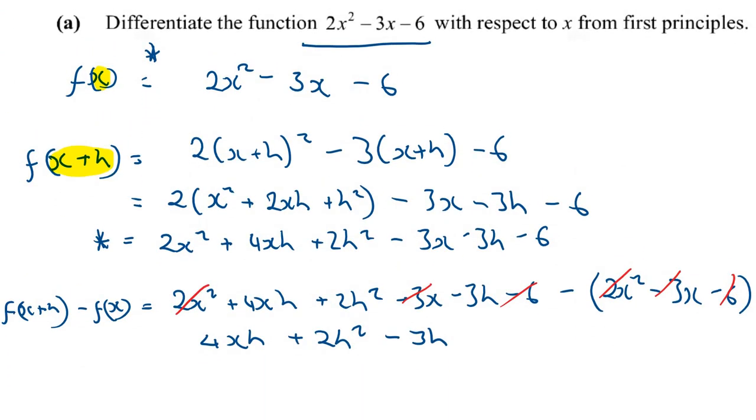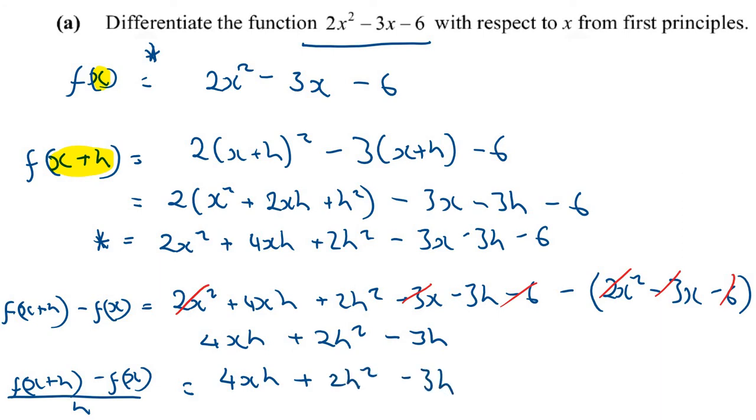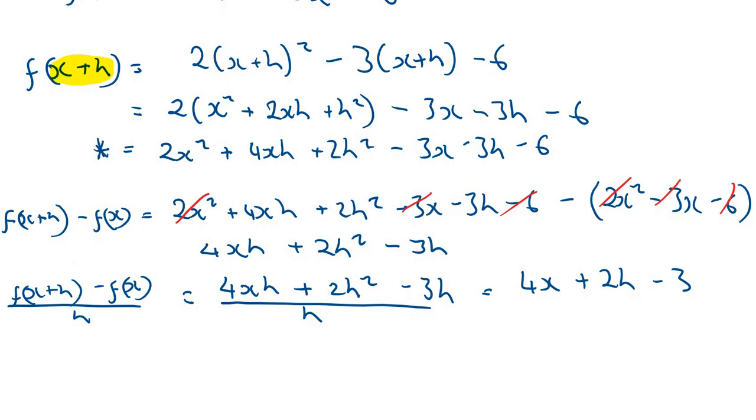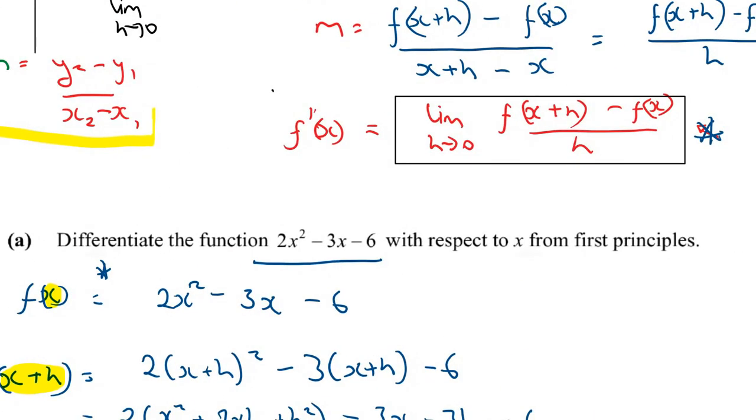So f of x plus h minus f of x all divided by h is equal to 4xh plus 2h squared minus 3h all divided by h, and that is just equal to 4x plus 2h minus 3. The last thing I'm asked to do, if we look back, is to find the limit as h goes to 0.